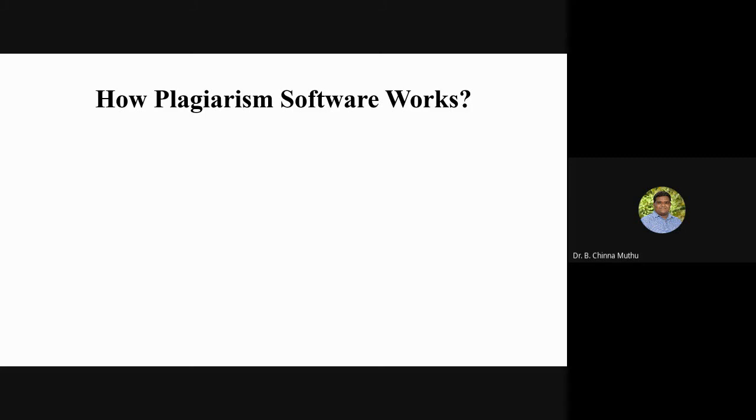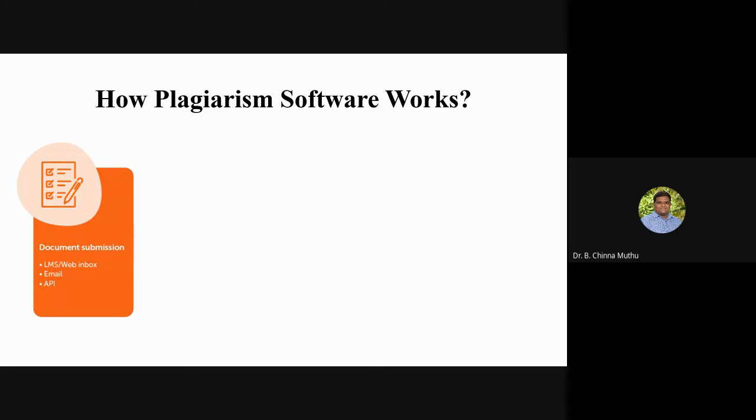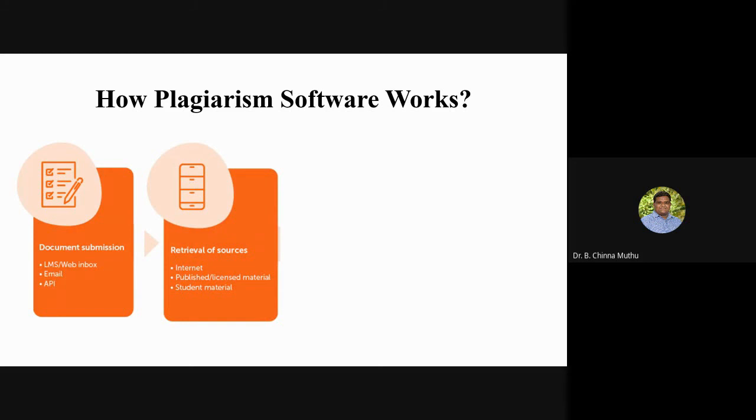So now we are going to see how the plagiarism software works. First, we have to submit the document in varied forms. You can do a direct submission, or you can submit through an email with the plagiarism software, whichever you are using. You can use either Turnitin or Authenticate or even Urkund or Ouriginal, whatever. Then the software will cross-verify your material with their database. The database has access to billions of databases, so they will compare your materials.